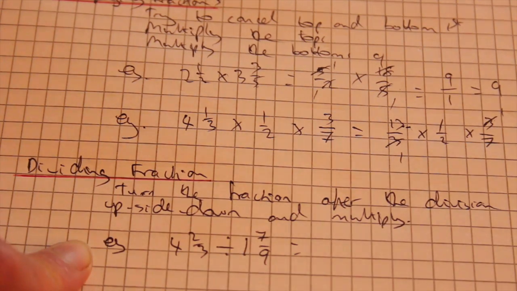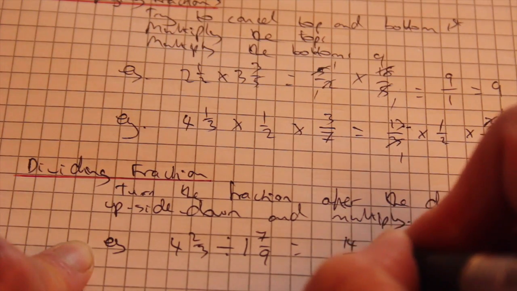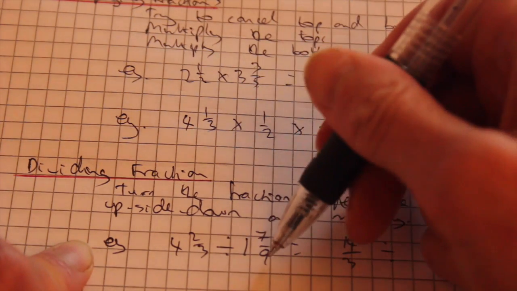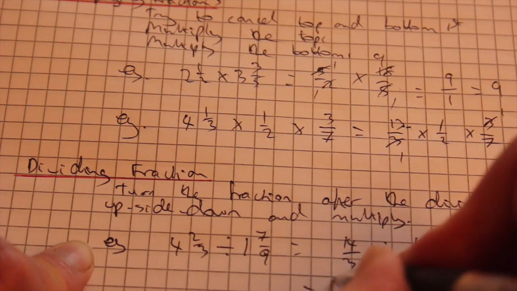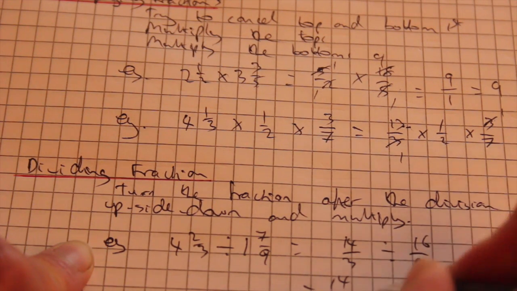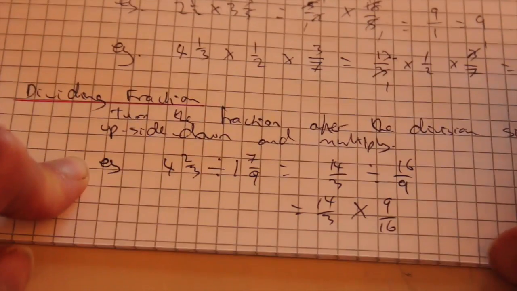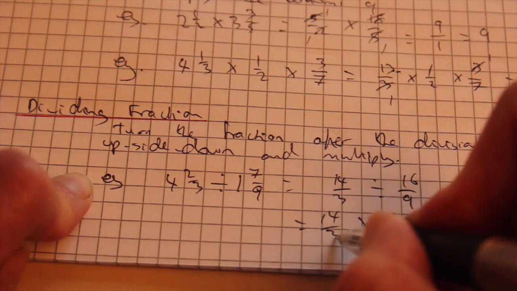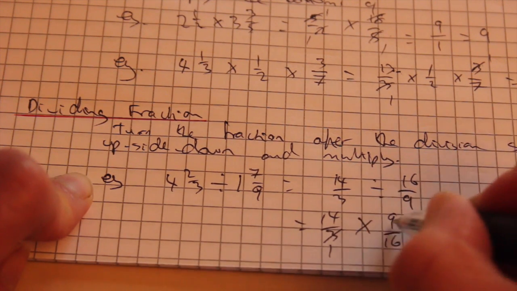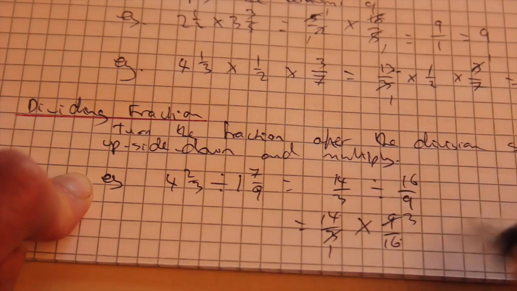So again, improper fractions before you start. 4 times 3 is 12, add 2 is 14, divided by 1 times 9 is 9, add 7, 16. So you turn the fraction after the division sign upside down and you multiply. Now I'm looking across at my numbers here and see if I can cancel. I can cancel 3 and 9 by 3. 3 into 3, 3 into 9. I can cancel 14 and 16 by 2.